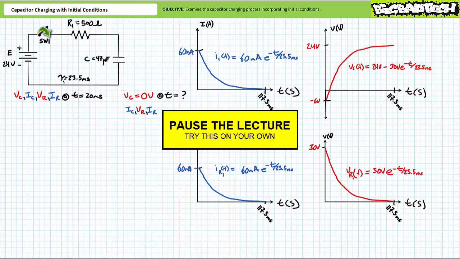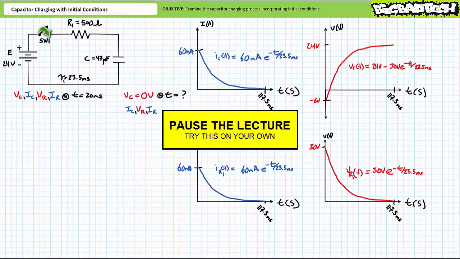By all means, pause the lecture and try this on your own. Here's a hint for the second set: 0 volts equals 24 volts minus 30 volts times e to the negative t over 23.5 milliseconds. What time value satisfies this condition? If you're tracking, you should have arrived at the following values.